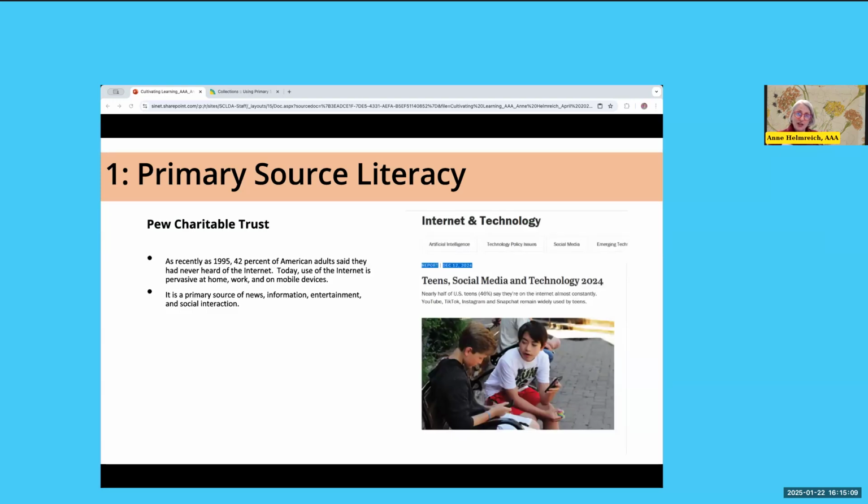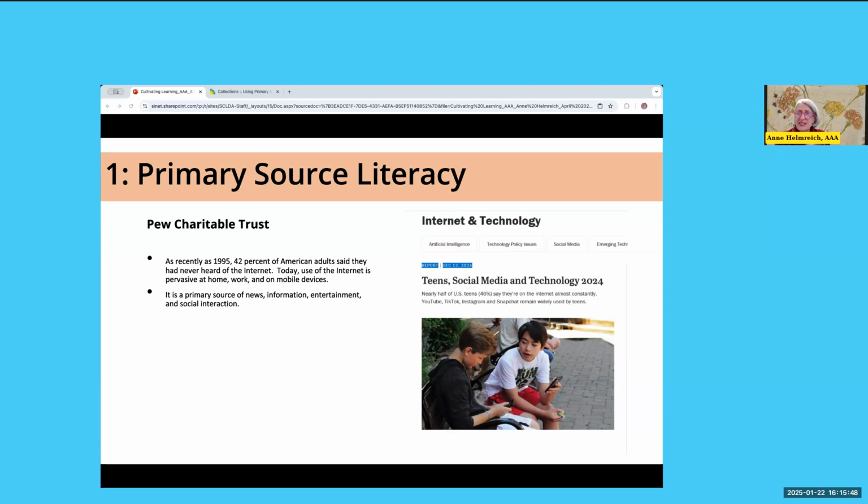So I've been thinking a lot about primary source literacy. I don't know if you can tell, I will briefly describe myself. I am a middle-aged woman with very gray hair, and I have my readers on. I finished my teaching training in the mid-90s. And there's been a big study by the Pew Charitable Trust that said as recently as 1995, 42% of Americans had never heard of the internet. So the moment I was being trained, the internet wasn't really something that we thought about in teaching practice.